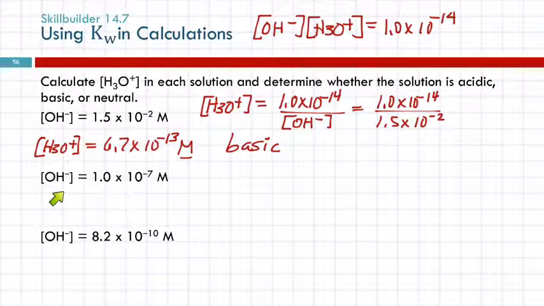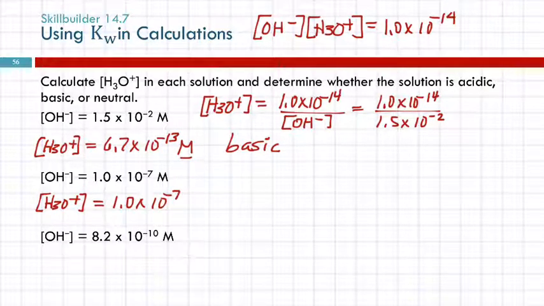How about this one? The hydroxide ion concentration is 10 to the minus 7. You can do the calculation, but that's what it is in water, pure water. The hydronium ion concentration, you can do the calculation, but you're going to come up with 1 times 10 to the minus 7. Acidic, basic, or neutral? Neutral.